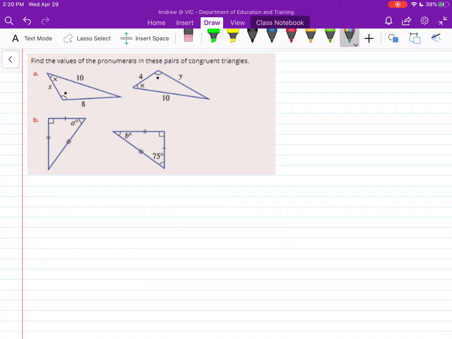Howdy all! So, in this example today, we're going to be looking at congruent triangles, and we're just looking at finding unknown either angles or side lengths in these. So, we'll get straight into it.